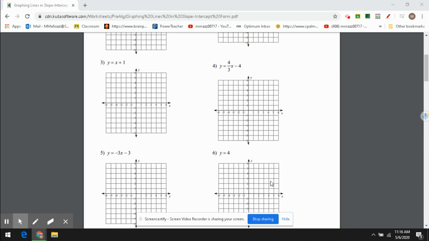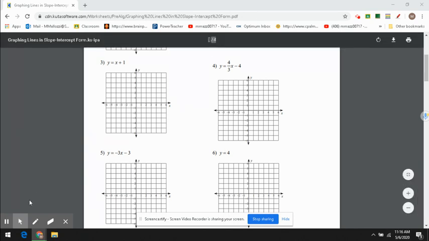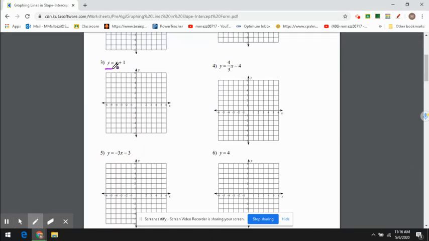Hi guys, I just wanted to give you a little video to help you with your graphing of linear equations from slope-intercept form. So when you take a look at number 3, you see that it's written in slope-intercept form.